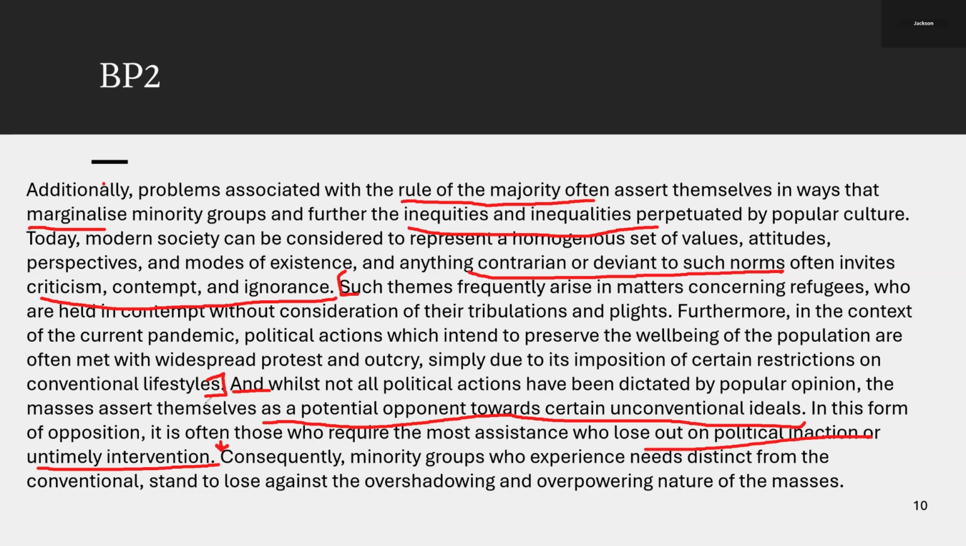And that's what I mean by inadequate explanation of follow-up on the key message, because we were almost there. We had this idea that the masses really could produce something that could produce negative outcomes to minorities through this idea of sociological behaviors related to contempt, criticism, and ignorance for anything that's contrarian. But then how does that produce inequities and inequalities?